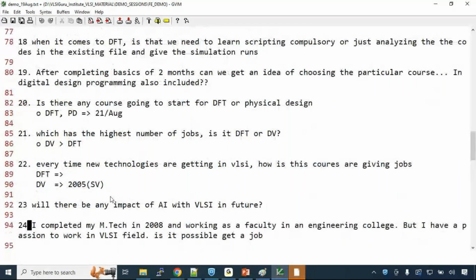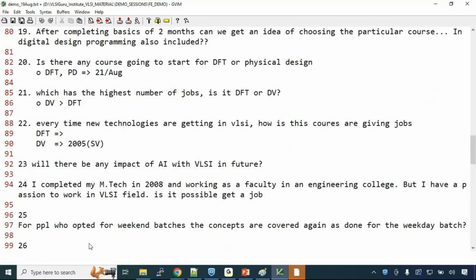Next question: I completed my MTech in 2008, working as a faculty in an engineering college, but I have a passion to work in the VLSI field. Is it possible to get a job? I told you that if you are working as a faculty in an engineering college, my experience has been that there is a 95% chance that you will get a job. Any faculty who comes and does training in VLSI has a 95% chance of getting a job. Two, three reasons. One is they are already working as a faculty. They have a good understanding of the basics at least to start with. Second thing is they come with realistic expectations.